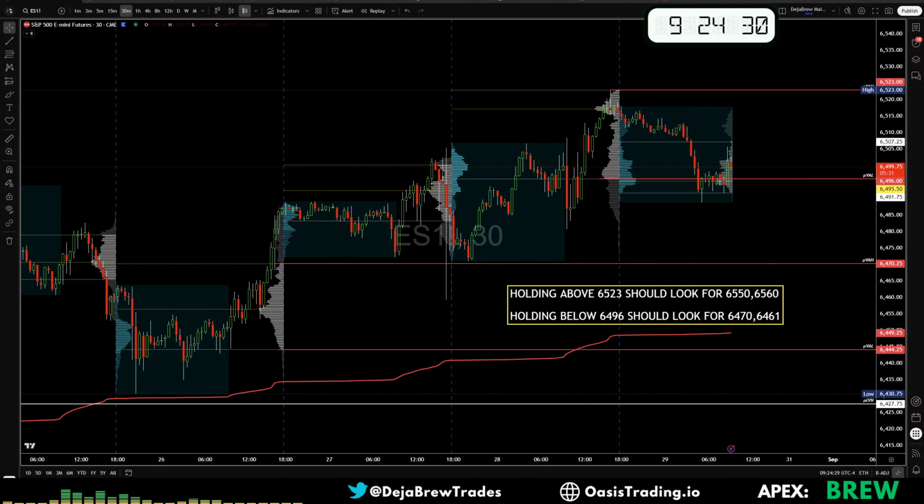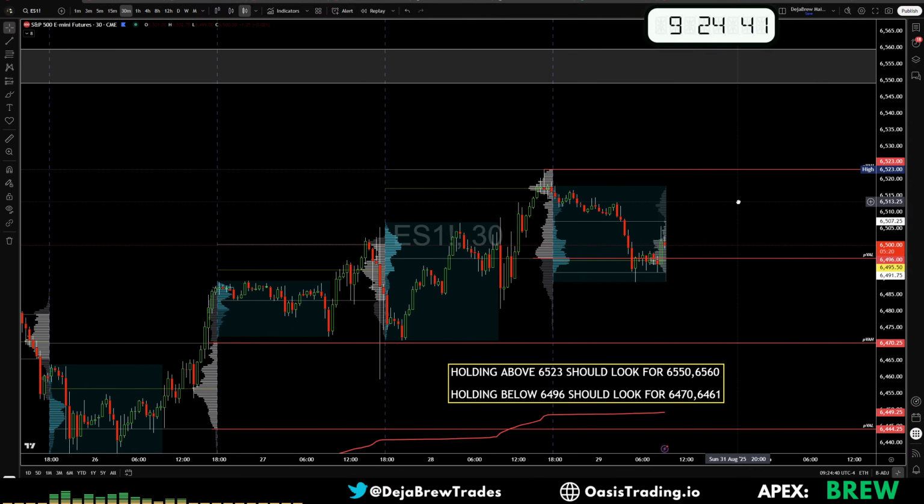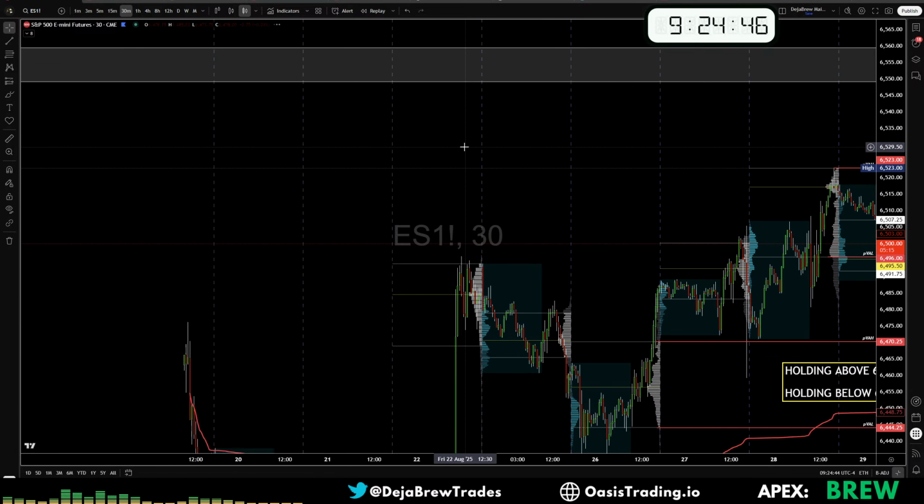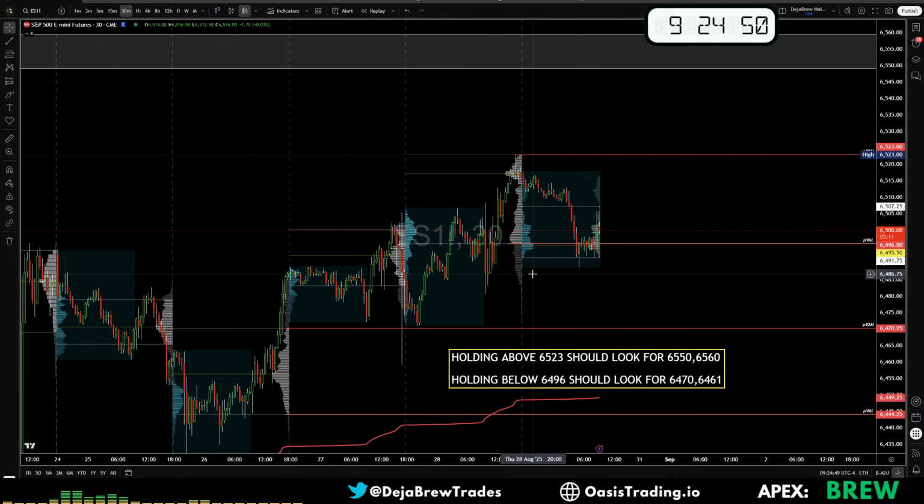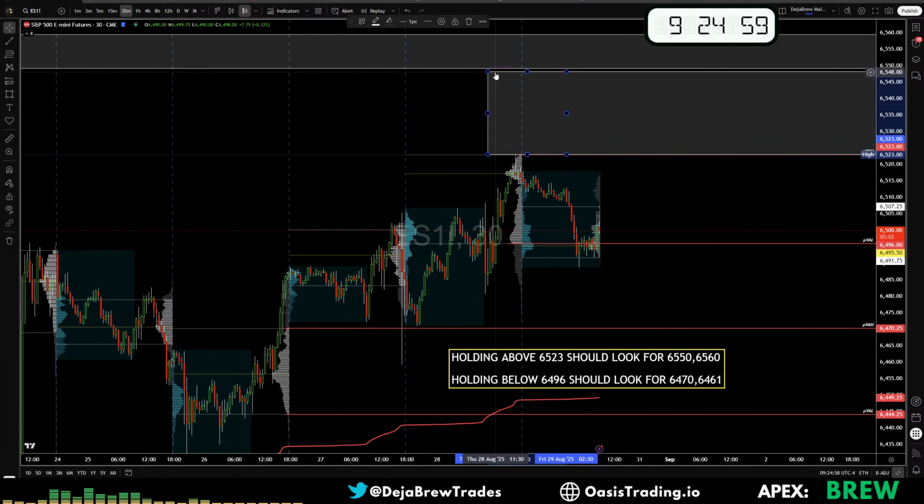Let's take a look at our trade plan from last night. Is it still the same here? Looks like it. So holding above 523, we are looking for 550, 560. That's a pretty old extension level from the last time that we hit all-time high. You could also use a tail extension if you want to take an extension of yesterday. Pretty much the same level though. Goes to 550.